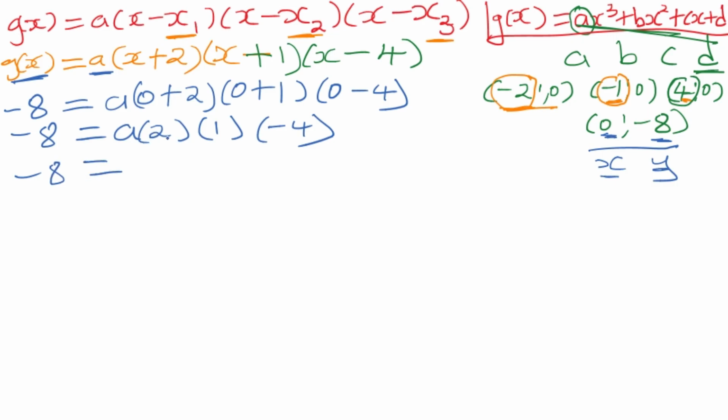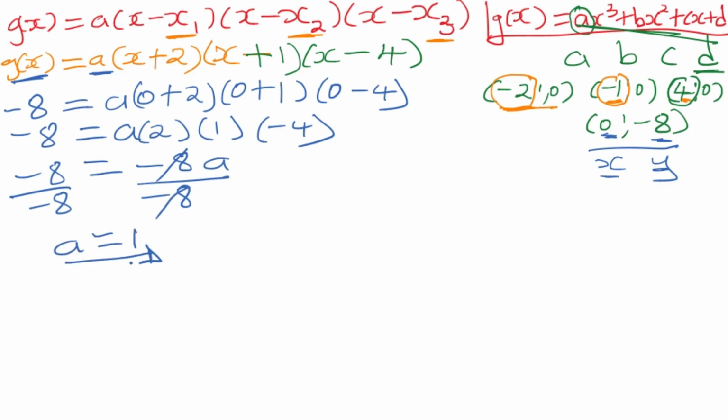Now we need to multiply everything that we have inside the brackets here. So that will be 2 multiplied by 1 to give us 2. 2 multiplied by -4 will give us -8. And we have got a. We divide by -8, the left hand side and the right hand side. And the value that we get for a is equal to 1.